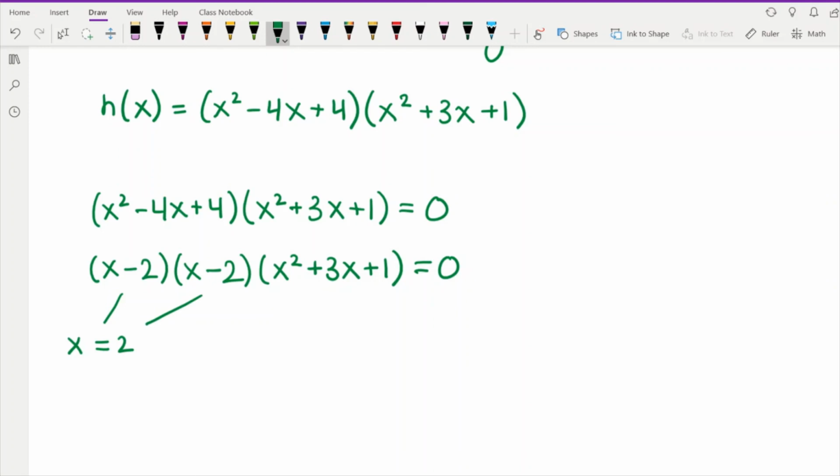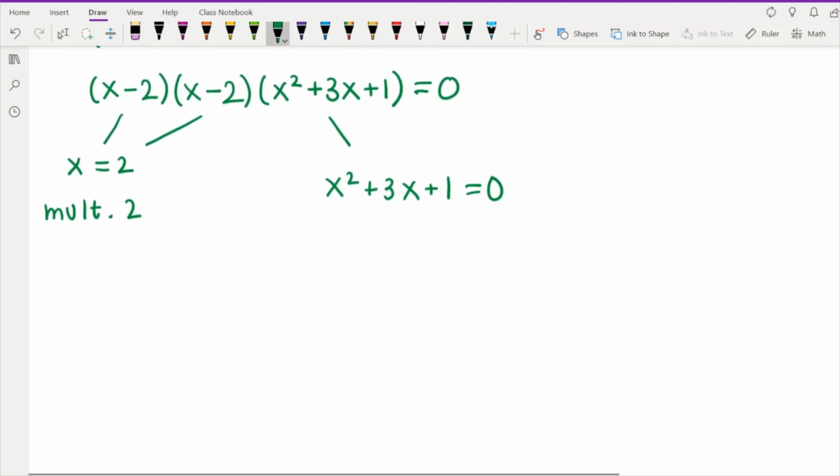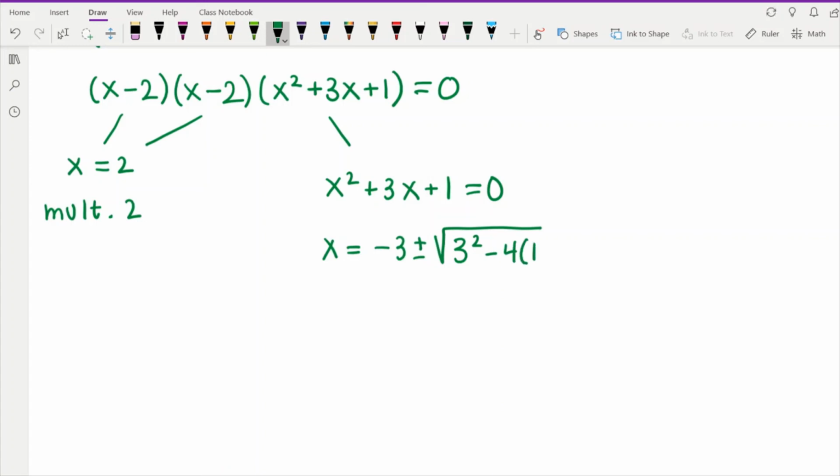So from this part, we get x is equal to 2, right? That comes from both of these. And so that has a multiplicity of 2. But then for this part, we have to use the quadratic formula. So we have x squared plus 3x plus 1 is equal to 0. And then from here, we just solve with the quadratic formula. So we get x is equal to negative b, so negative 3. Sorry, I don't know why I wrote a 1. Plus or minus the square root of b squared, so 3 squared, minus 4 times 1, that's a, times c, is also 1, all divided by 2 times 1.